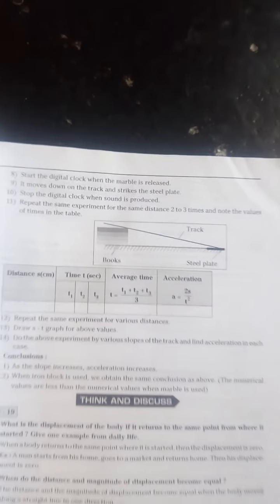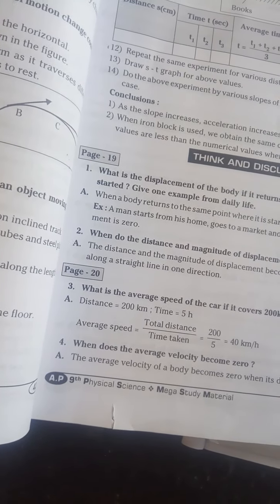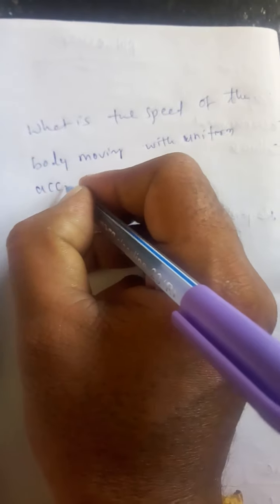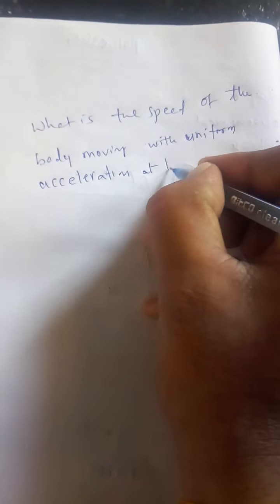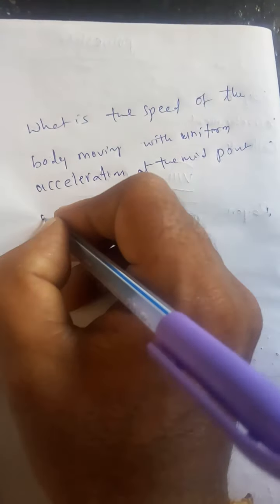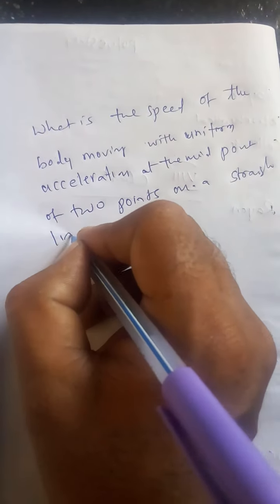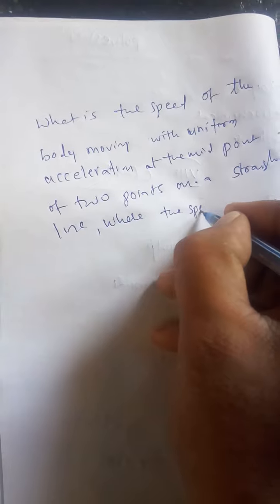Question. What is the speed of the body moving with uniform acceleration at the midpoint of 2 points on a straight line, where the speeds at the two points are u and v respectively?